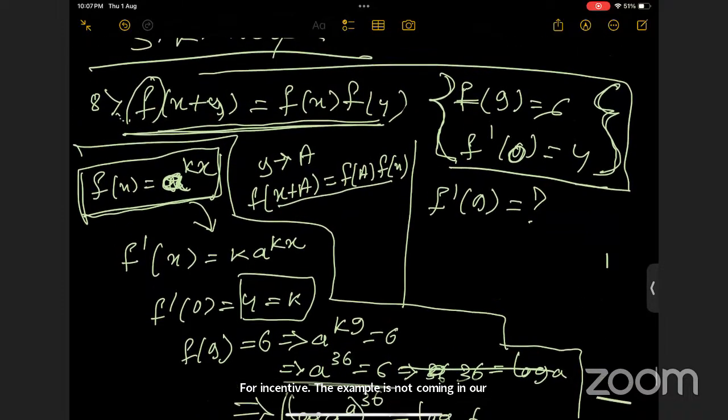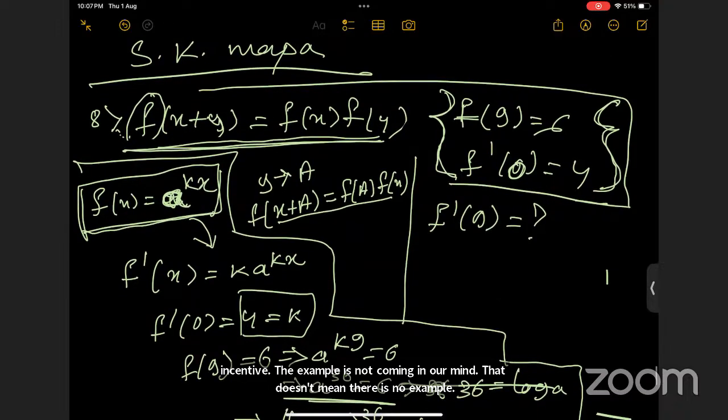Ma'am, how is it possible? Because the functional equation given to us can have only two solutions: either f(x) is equal to 0 or f(x) is equal to a to the power x. That is the exponential equation, and we have tried both. f(x) equal to 0 is not possible because f of 9 is 6, and the exponential we have tried, it's not coming. How do we know that we have only two solutions?